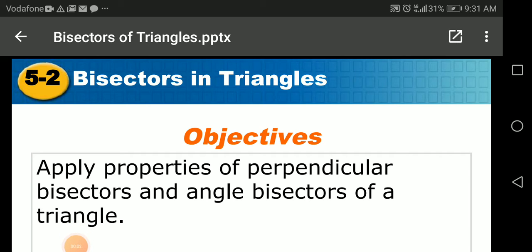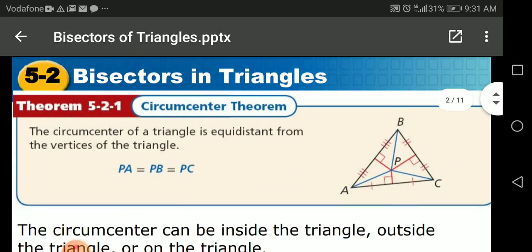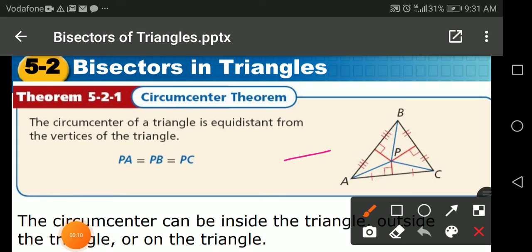I hope you're fine. Today we're going to have bisectors in triangles. Okay, so let's start. Look at here the triangle given. I have here another theorem. It's called Circumcenter Theorem. What's Circumcenter Theorem?